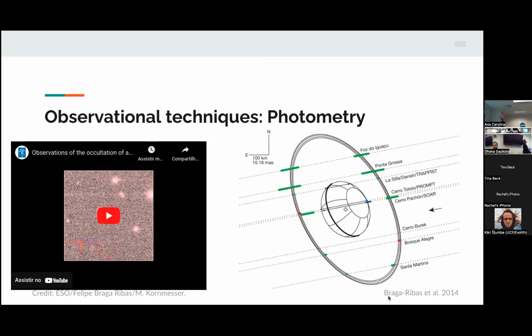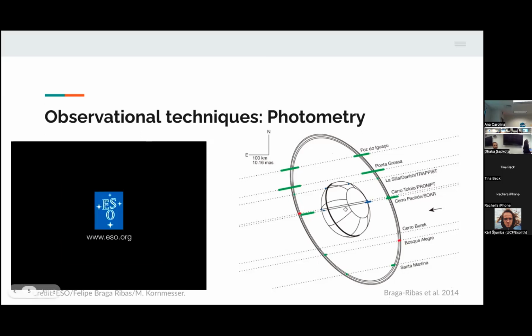This occultation was done in 2014, and it was the first small body in the solar system found to have rings around it. It was discovered with an occultation.